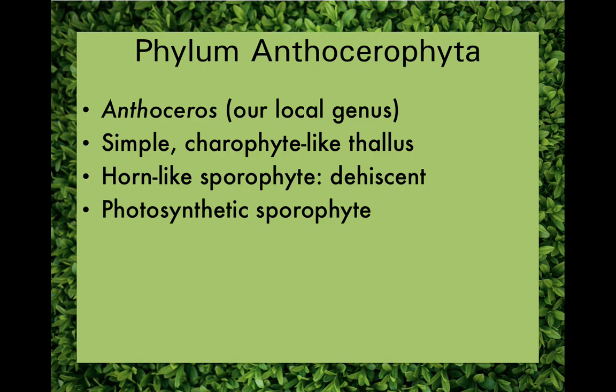but kind of like a tubular blade of grass, which gives it a horn-like appearance. And when it produces the spores, it will pop open and release the spores. And so we call that popping open dehiscence. So we say the sporophyte is dehiscent. And unlike the other bryophytes, the sporophyte is photosynthetic. It is green and can photosynthesize and feed itself. But in these gametophyte-dominant plants, we typically find that the sporophyte does not photosynthesize on its own.